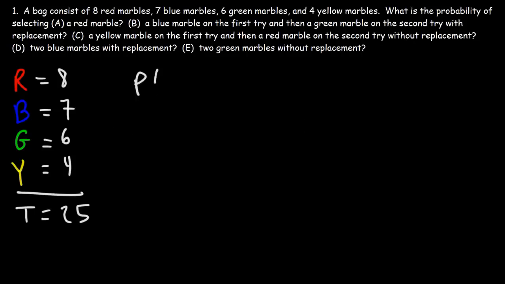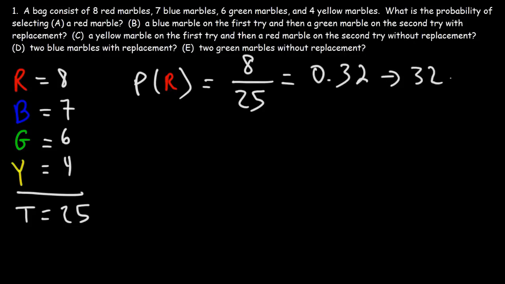So what's the probability of selecting a red marble? To calculate the probability of an event occurring, it's basically the number of favorable outcomes divided by the total possible outcomes. In this case, it has to do with marbles. So it's going to be the 8 red marbles that we have divided by the total number of marbles, which is 25. 8 divided by 25 is 0.32. So what this means is that there's a 32% chance of selecting a red marble on the first try.